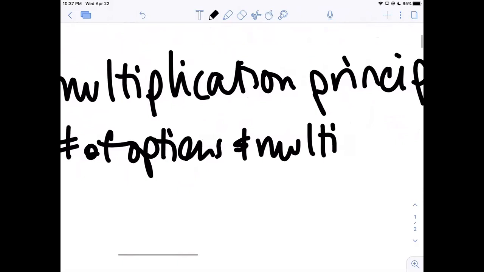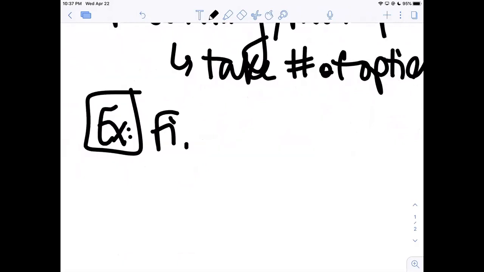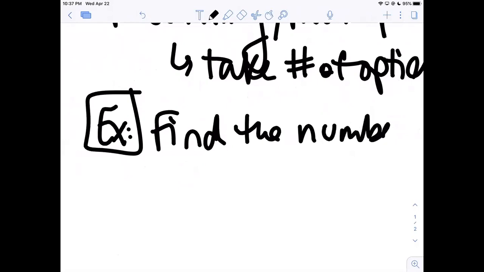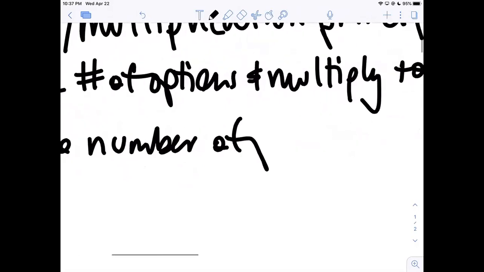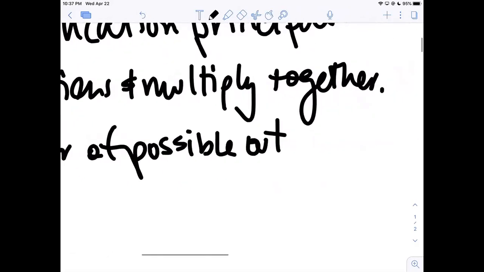Again, I'm hoping to do a lot of examples, so hopefully you can always come back to your notes and find a specific example that looks like something you may see on your homework. So the first one is find the number of possible outfits. I'm going to list certain clothes and how many of each type we have, and you're going to tell me how many unique outfits we can make.